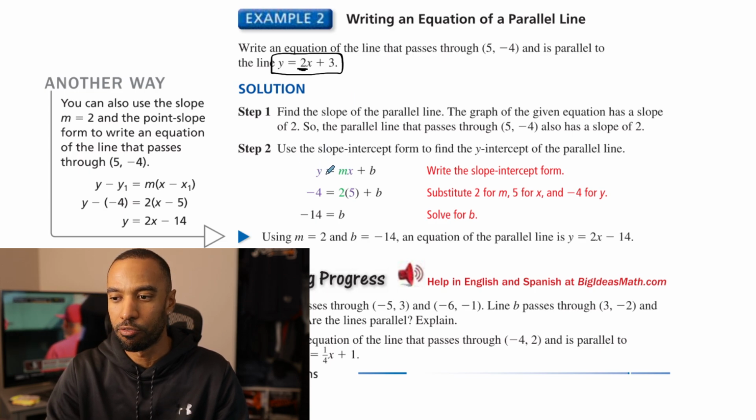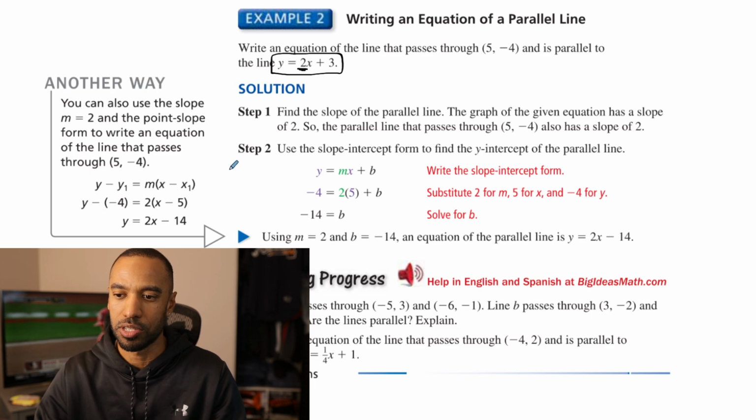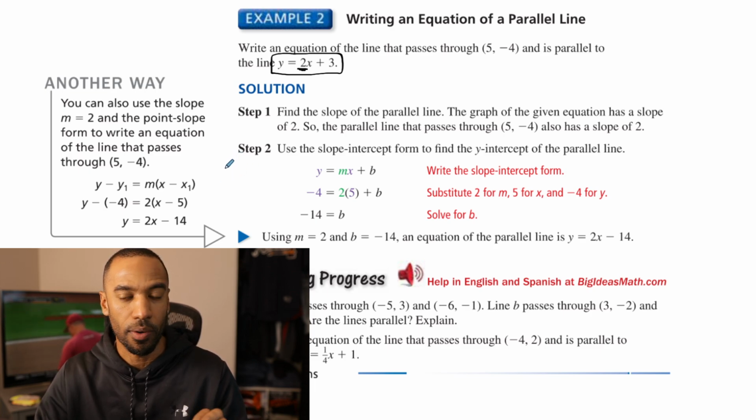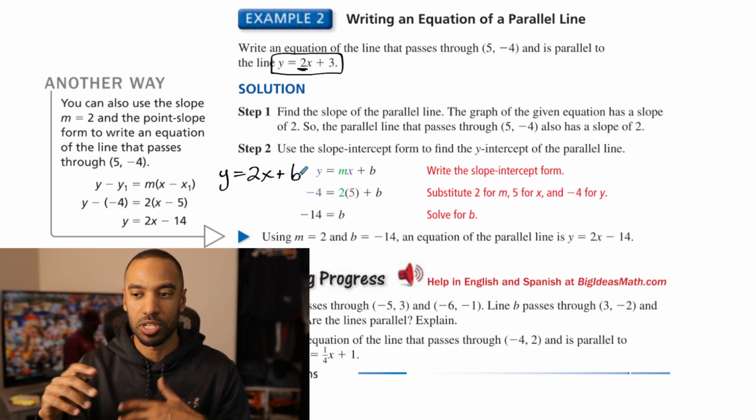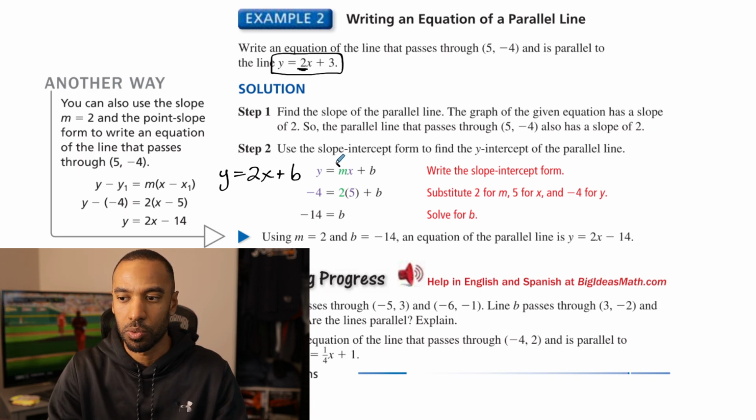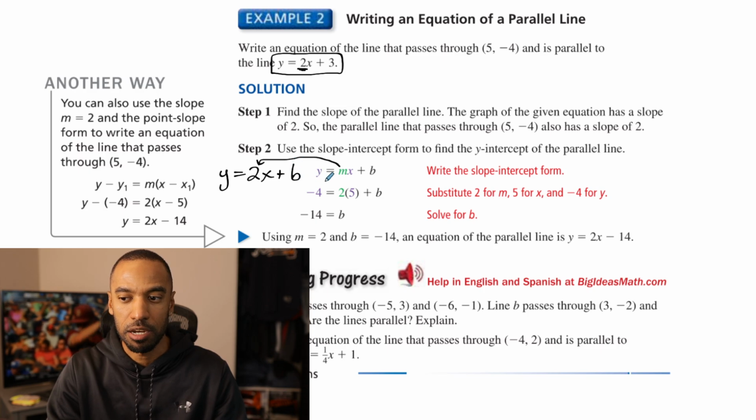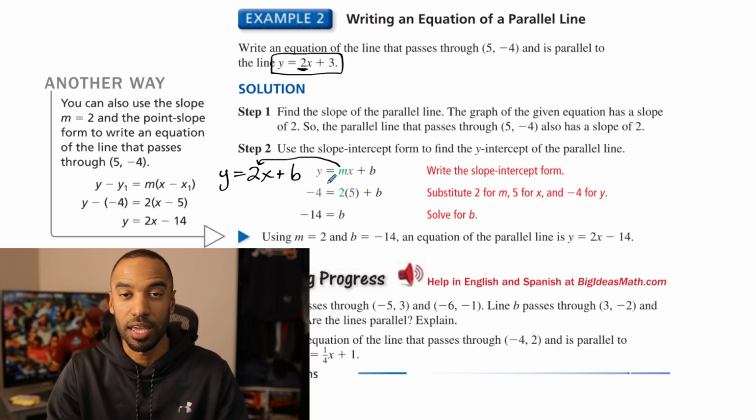Now, what I tend to do in between this step and this step is write an equation that says, so far in my equation, what I know is it will look like y equals 2x plus b. Now, I don't know what b is yet, but here's kind of the insert of that equation. So that's what they do. They say y equals mx plus b, our m value is 2. And we need to find b, the y-intercept, to write the equation of the line.